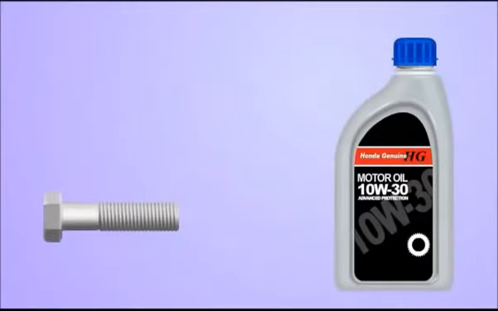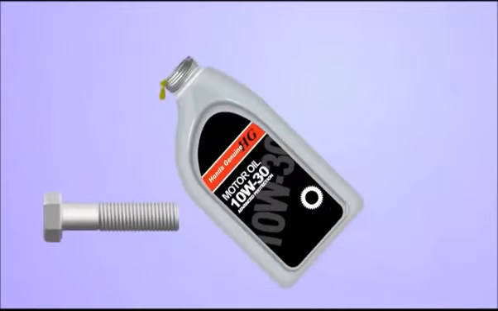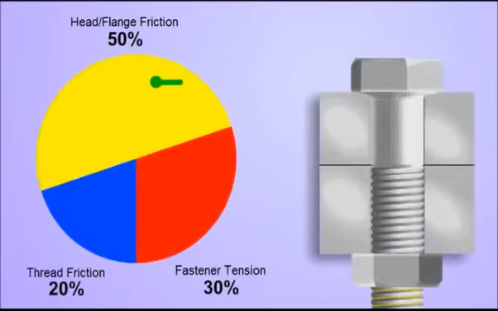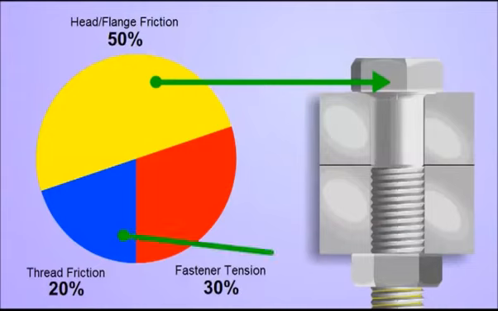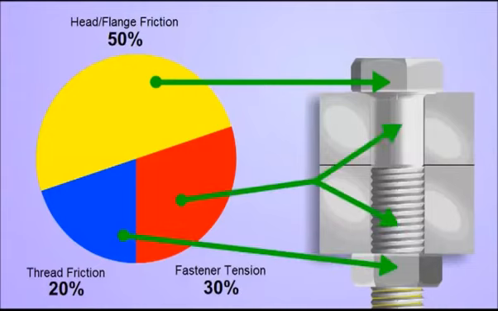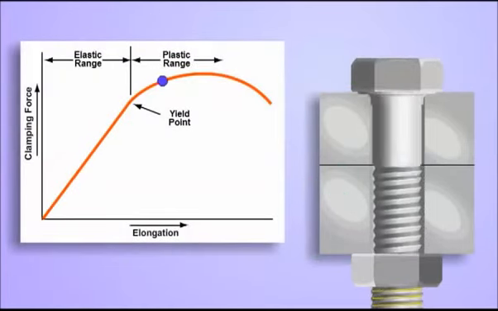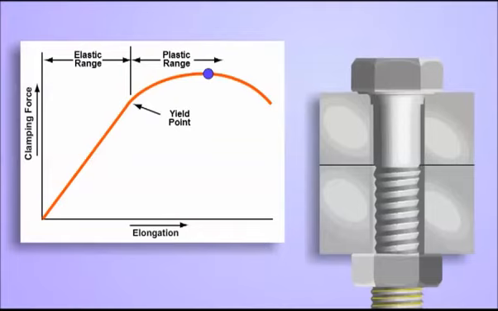But let's say, for example, we were to lubricate the threads of this fastener and the service information did not call for it. 50% of the torque would still be used at the flange, but because the friction between the threads has been reduced, only 20% of the torque would be used there. That would leave 30% of the torque to be used to stretch the fastener. So even though we would have torqued the fastener to proper specification, we would have over-tightened it and possibly stretched the fastener into its plastic range, which could lead to a failure.